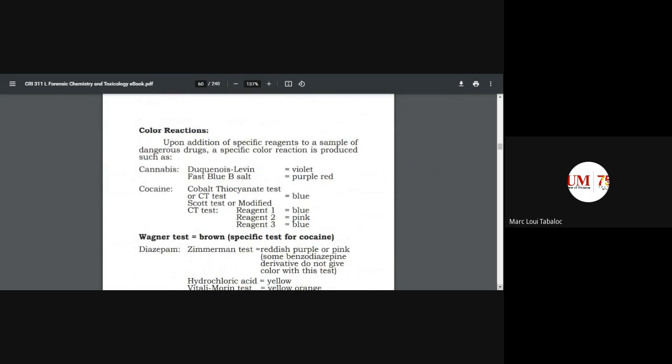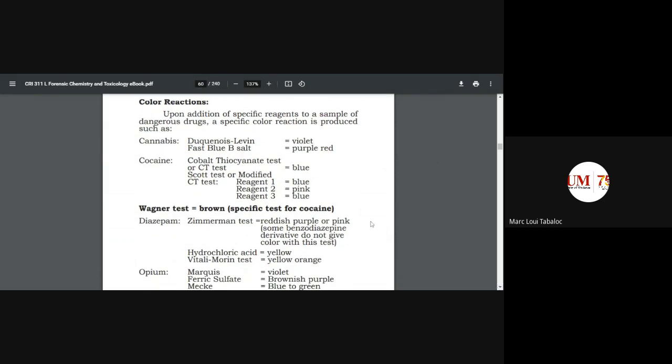So, with regards to color reactions, yan, meron tayong mga samples dyan. Okay? For common dangerous drugs, such as cannabis or yung weed, kumbaga. We have different names of tests, such as Duquesnoy-Levin, fast blue bee salt. Okay? Yan silang common na ginagamit ng mga forensic chemists with that chemicals or yung mga reagents na yan.